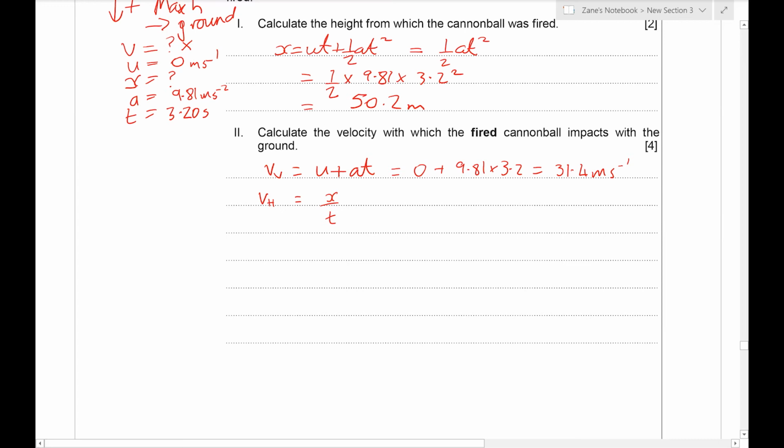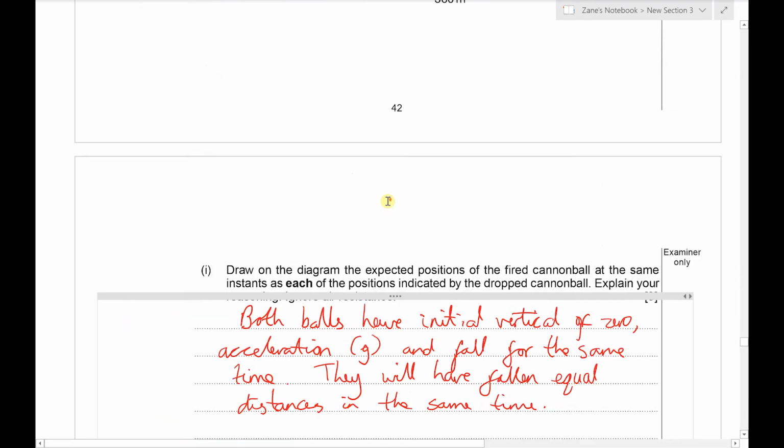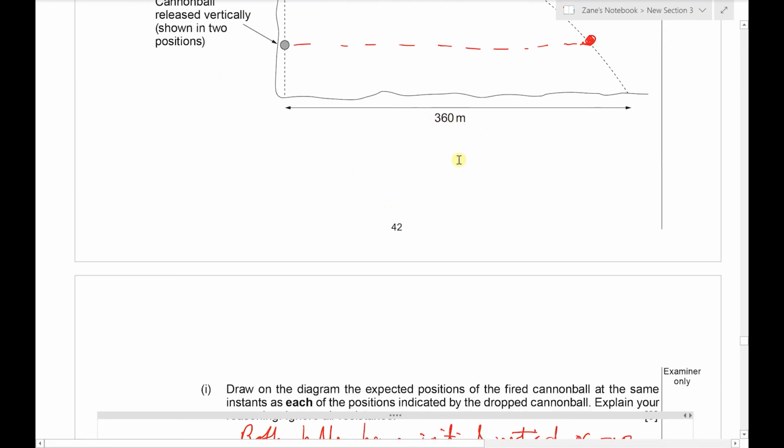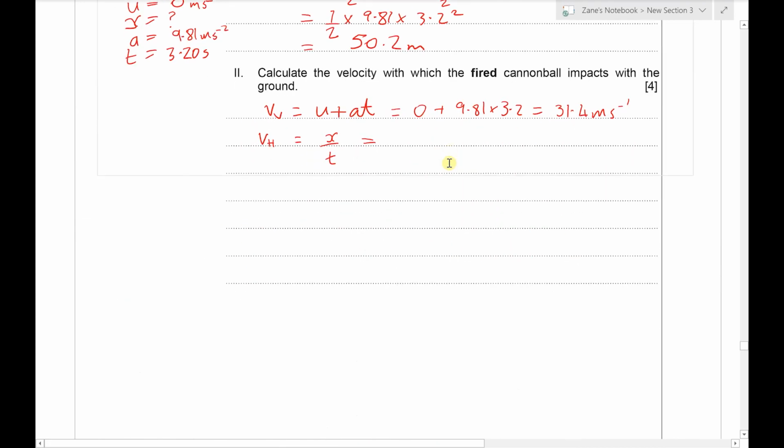And horizontally, since there's no acceleration, we simply use v_H, in this case x over t. Speed is distance over time, or if you prefer, velocity is displacement over time. If we go back to the diagram, we can see that there's 360 meters moved horizontally by the cannonball in the time of 3.2 seconds, and that comes out as 112.5 meters per second. And I'll leave it there with all those figures and do a little bit of rounding at the end.